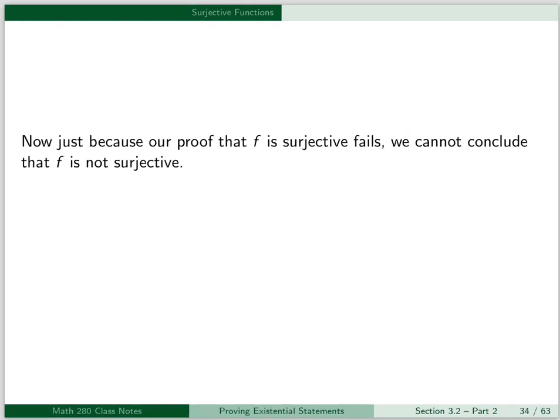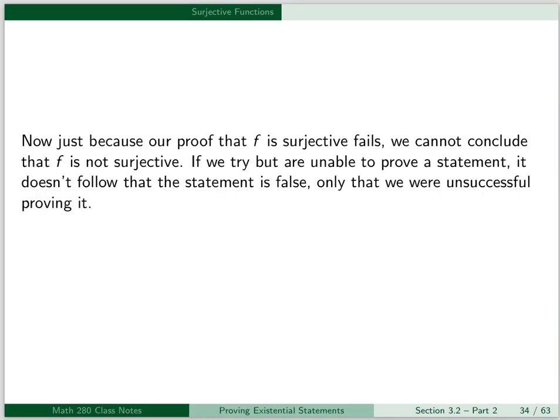Now, just because our proof that f is surjective fails, we cannot conclude that f is not surjective. If we try, but are unable to prove a statement, it doesn't follow that the statement is false, only that we are unsuccessful proving it.